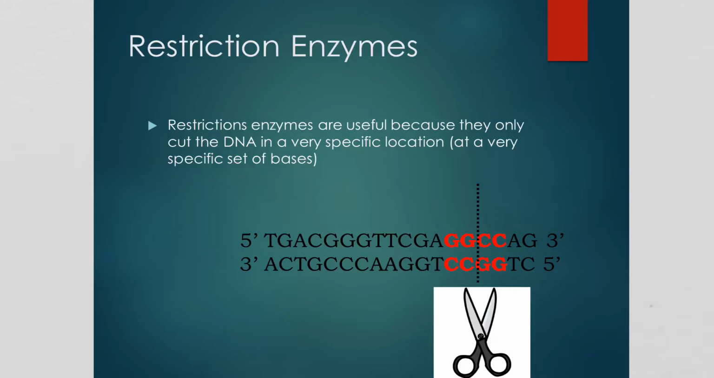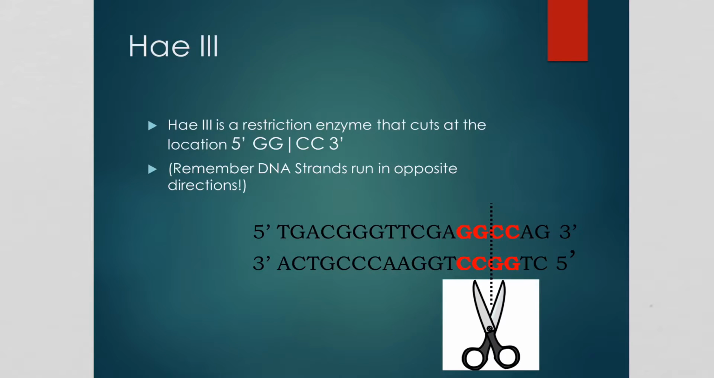So restriction enzymes actually look for DNA sequences and only cut in those spots. So for example, this sequence here, GGCC, might be a DNA sequence that a restriction enzyme cuts at. And it cuts right through and cuts the DNA in half. You can see here, HaeIII, a restriction enzyme that cuts at the location GGCC.